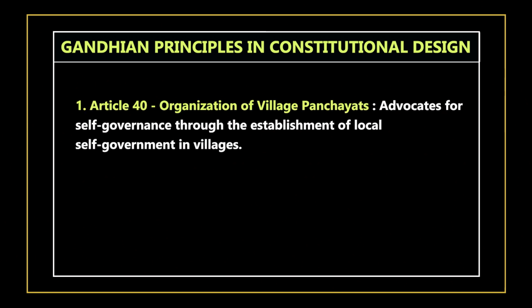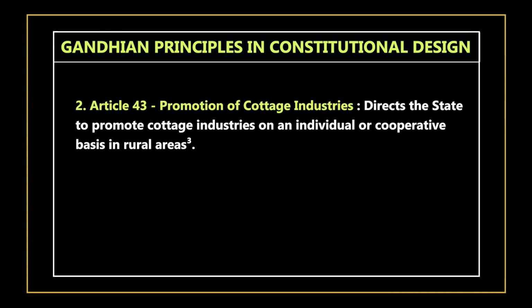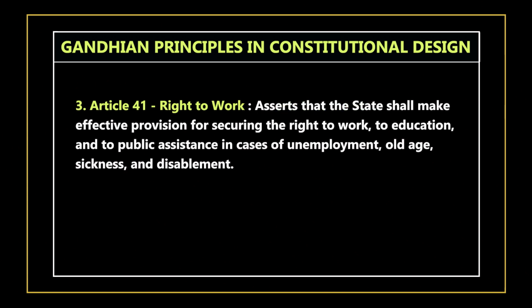First is Article 40, that is Organization of Village Panchayats. Advocates self-governance through the establishment of local self-government in villages. Next is Article 43, Promotion of Cottage Industry. Directs the state to promote cottage industry on an individual or cooperative basis in rural areas. The third is Article 41, Right to Work. Asserts that the state shall make effective provision for securing the right to work, to education and to public assistance in case of unemployment, old age, sickness and disablement.